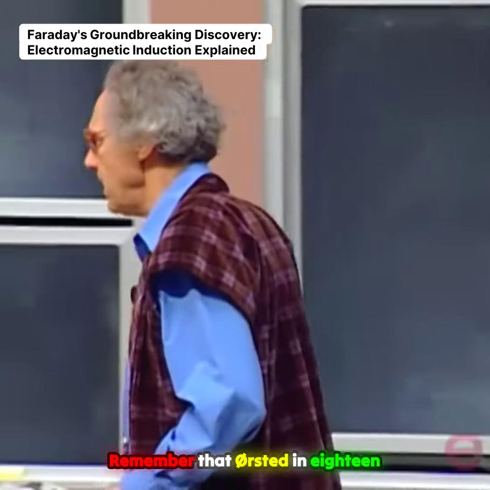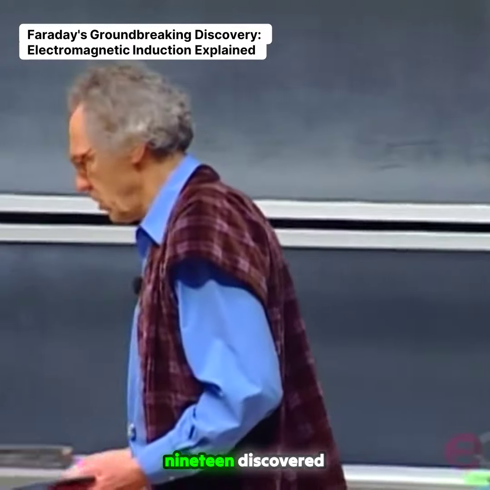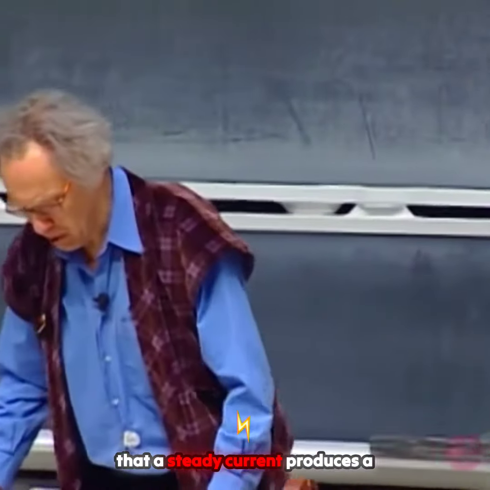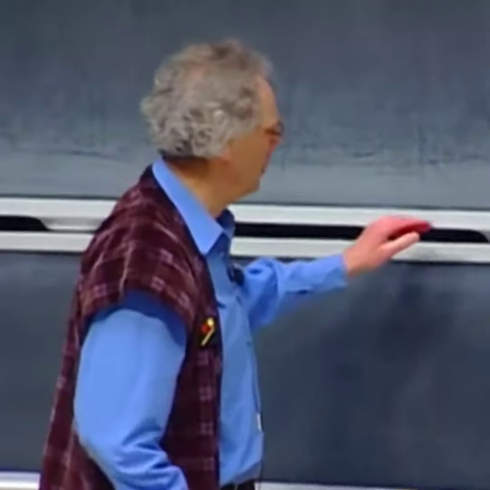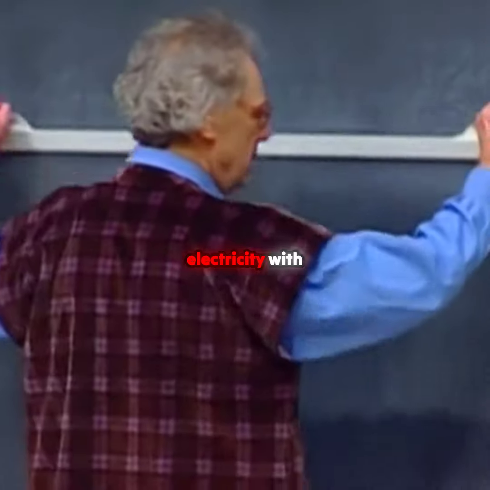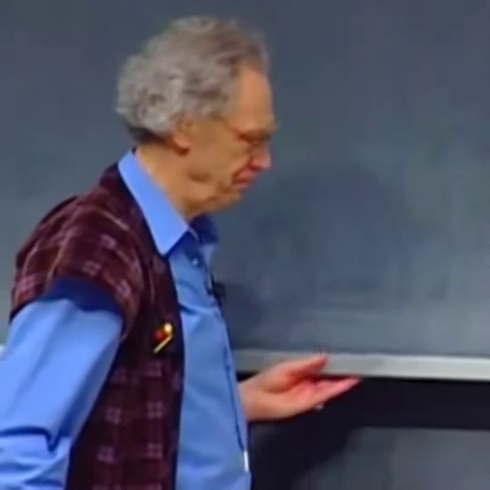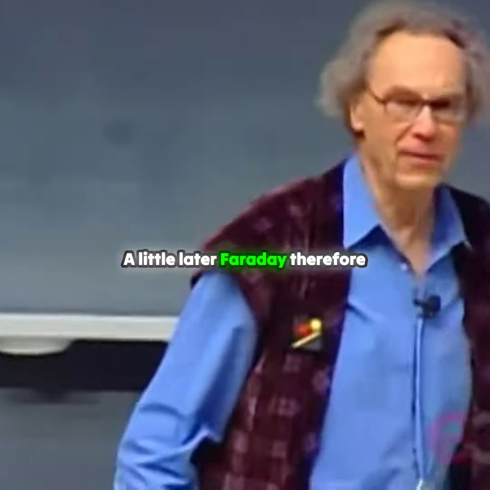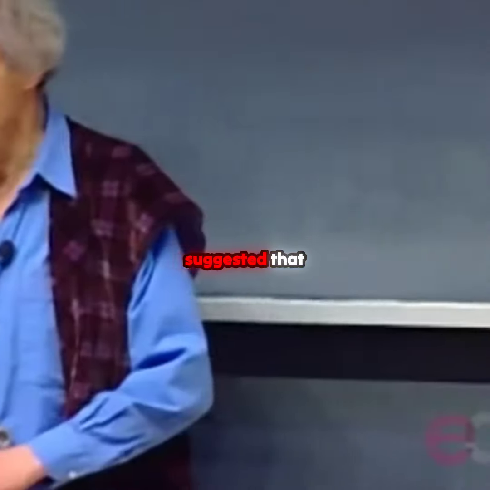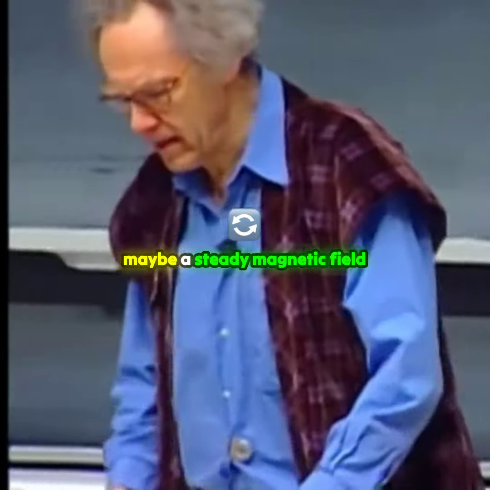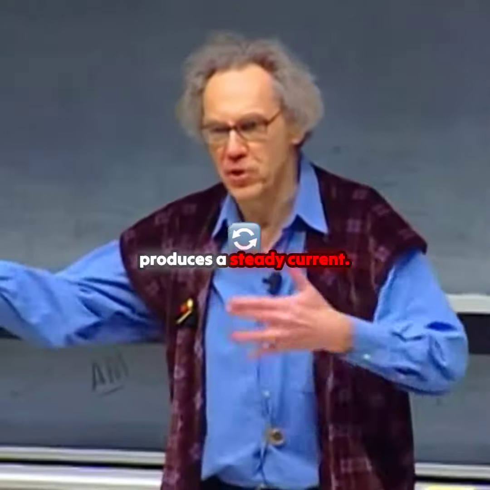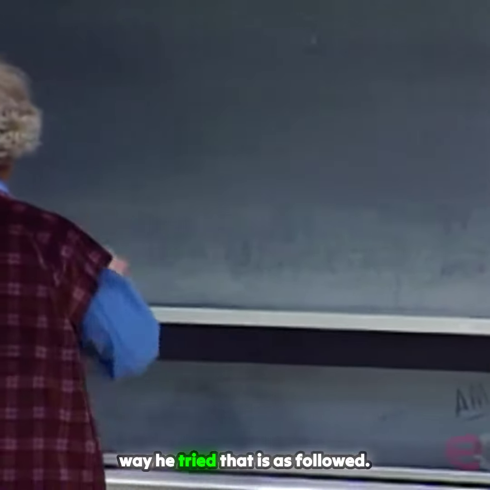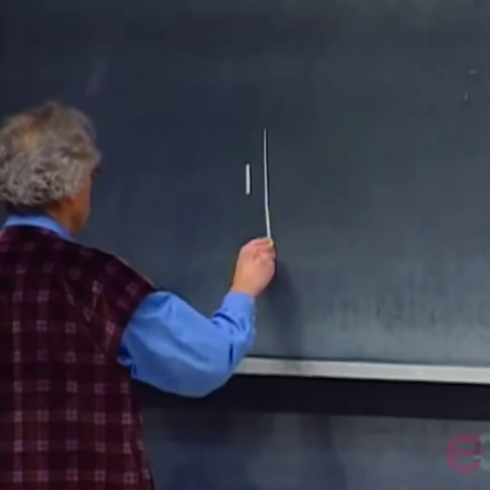Remember that Ørsted in 1819 discovered that a steady current produces a steady magnetic field, and that connected electricity with magnetism. A little later, Faraday therefore suggested that maybe a steady magnetic field produces a steady current. And he did many experiments to show that. It turned out not to be so. And one way he tried that is as follows.